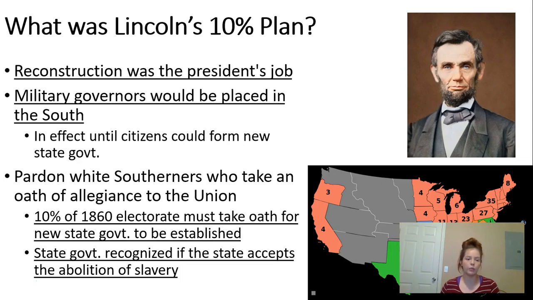And so Lincoln was ready to pardon white Southerners who would take an oath of allegiance to the Union, which is supposed to address the loyalty issue. A big part of this is Lincoln saying that 10% of the 1860 electorate must take this oath for the new state government to be established. And so I want to focus in on this 10% of the 1860 electorate.